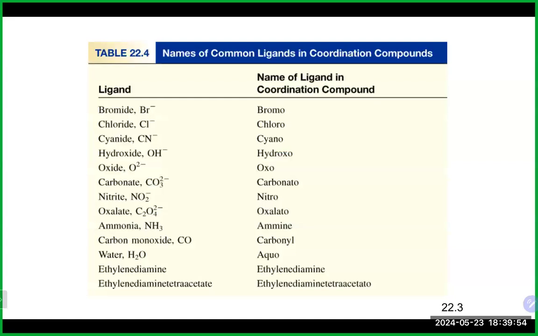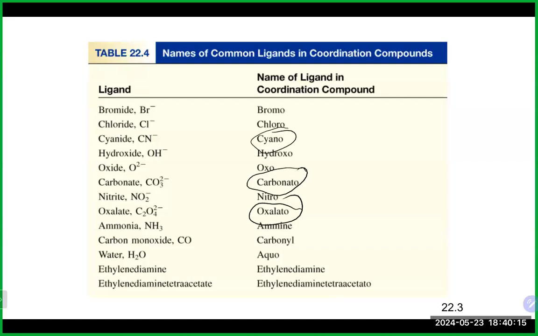Here are a few other ones that you might come across. There's carbonate, carbonato, and oxalate or oxalato. Feel like I'm ordering coffee. I'll take a carbonato with an oxalato, maybe a shot of cyano. I don't know. These are some of the names that we'll come across.